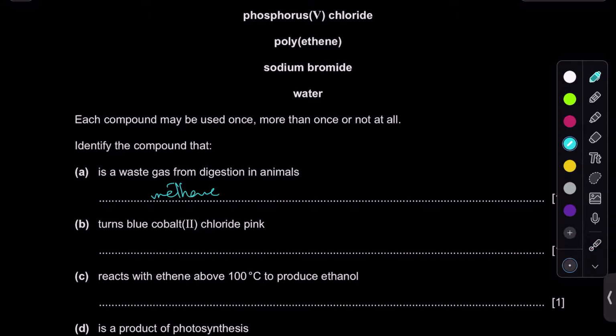Turns blue cobalt chloride pink. This is a test for water. So we have water here. Similarly, reacts with ethene above 100 degrees Celsius to produce ethanol. Ethene is an alkene. If you want to convert it to alcohol, you have to give it water. That's addition reaction. Now, of course, this is steam, but again, at 100 degrees Celsius, yeah, beyond water is steam.